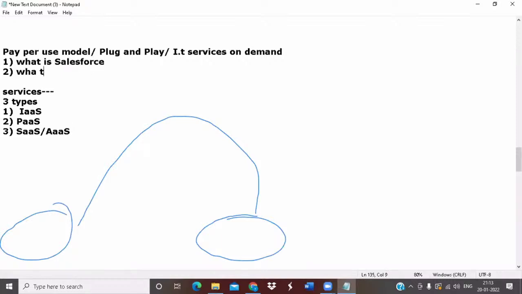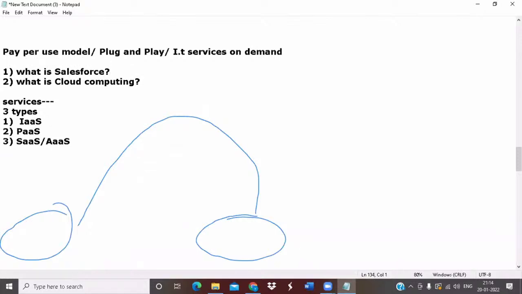Point number 2 is what is cloud computing. Only these 2 points we discussed in the last 1 hour. I hope you understand these 2 points. Regarding these 2 points, if anybody has any doubts, please ask questions.